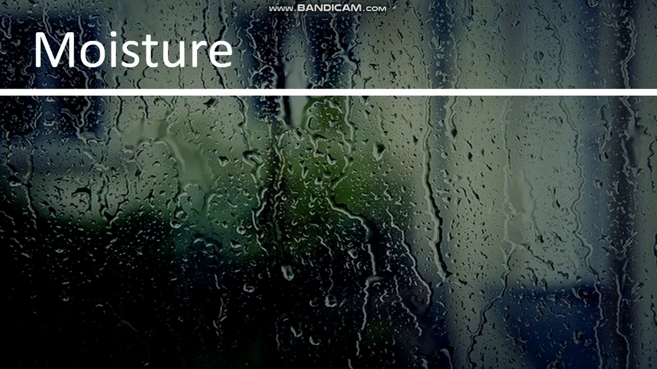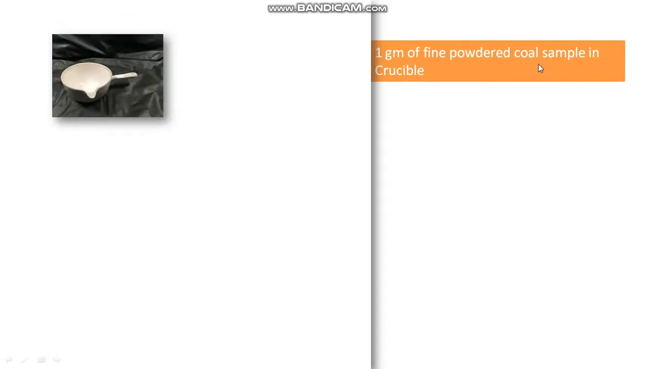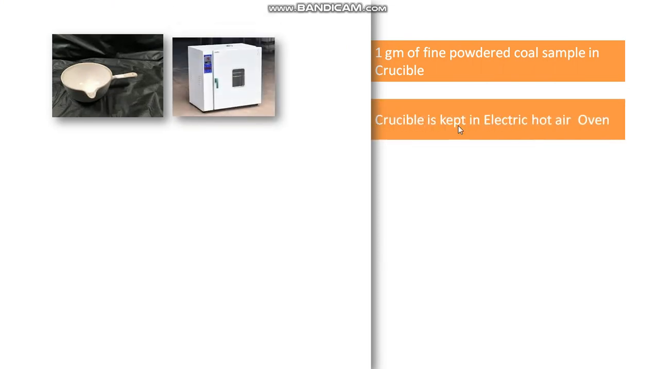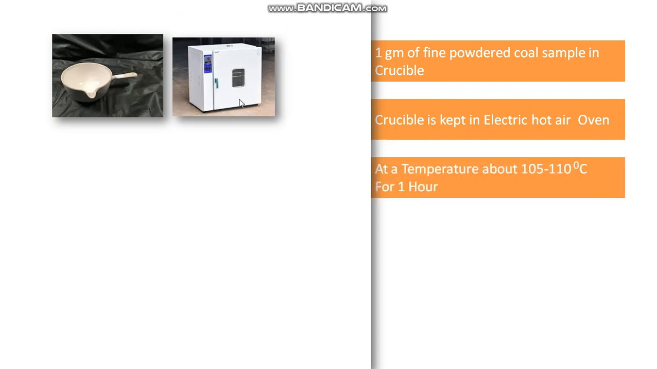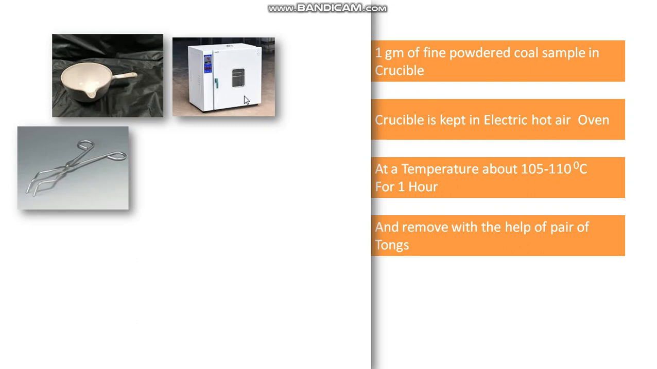Let's look at the moisture, how it is calculated. Now take 1 gram of the coal sample in the crucible as seen in the figure. The crucible is kept in an electric hot air oven. The temperature here is kept at 105 to 110 degrees Celsius for 1 hour. The crucible is removed with the help of a pair of tongs.